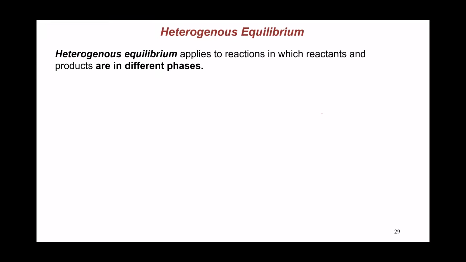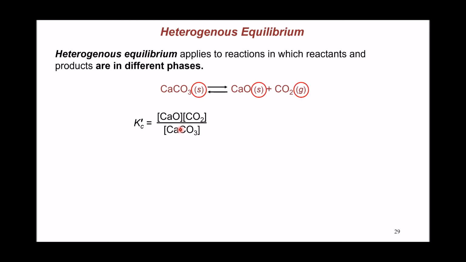Now we'll introduce special cases based on the concepts of heterogeneous equilibrium. It applies to reactions in which substances are not in the same phase. In this case, we can define the equilibrium constant as a ratio between the concentration of the products to the concentration of the reactant. However, we actually will ignore the concentration of any solid or pure liquid substance in the reaction medium. Any solid or liquid phase substance will have a constant concentration at all times.